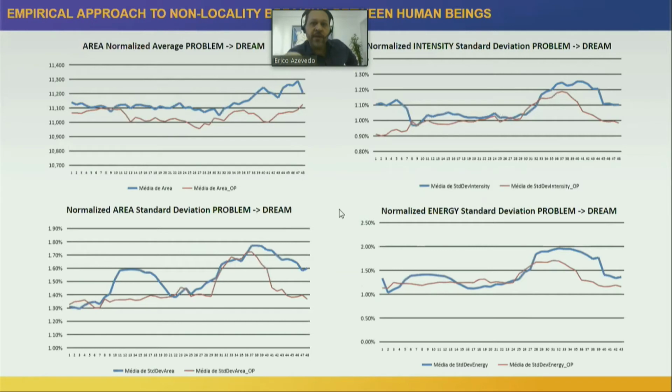And in the other three graphs, we have the standard deviation for the three variables of GDV-Kirlian: area, intensity, and energy. And in the middle of the graph, the dream starts to be told.